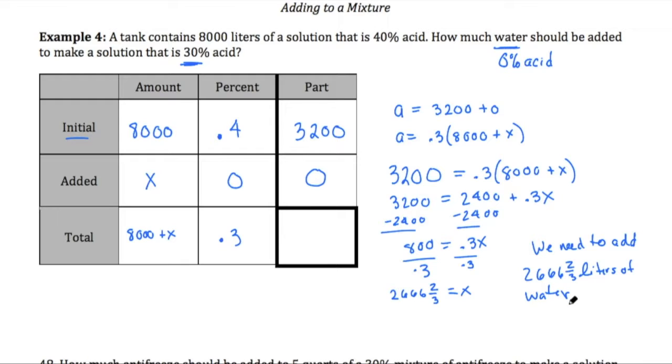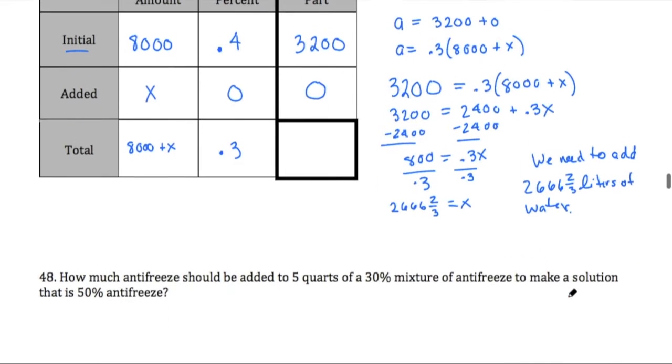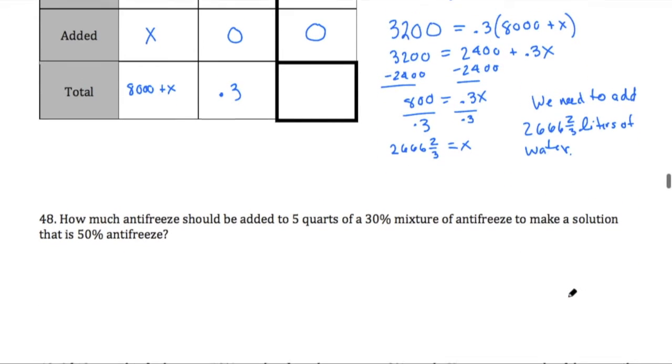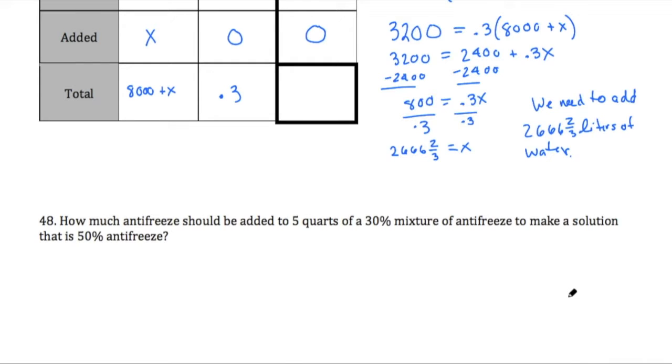Great. Let's look at two additional examples here. In this next example, it says how much antifreeze should be added to 5 quarts of a 30% mixture of antifreeze to make a solution that is 50% antifreeze. Okay, let's start by recreating our table that we saw in the first one. So, draw our table here.